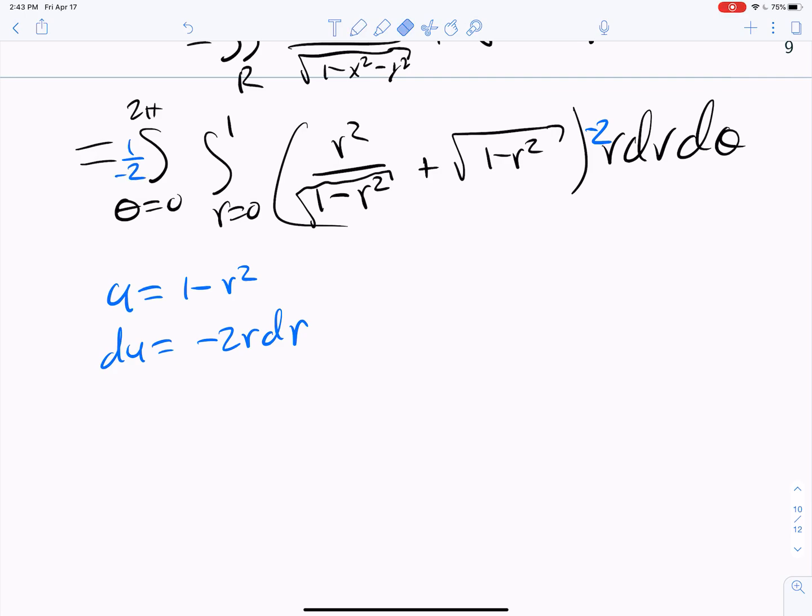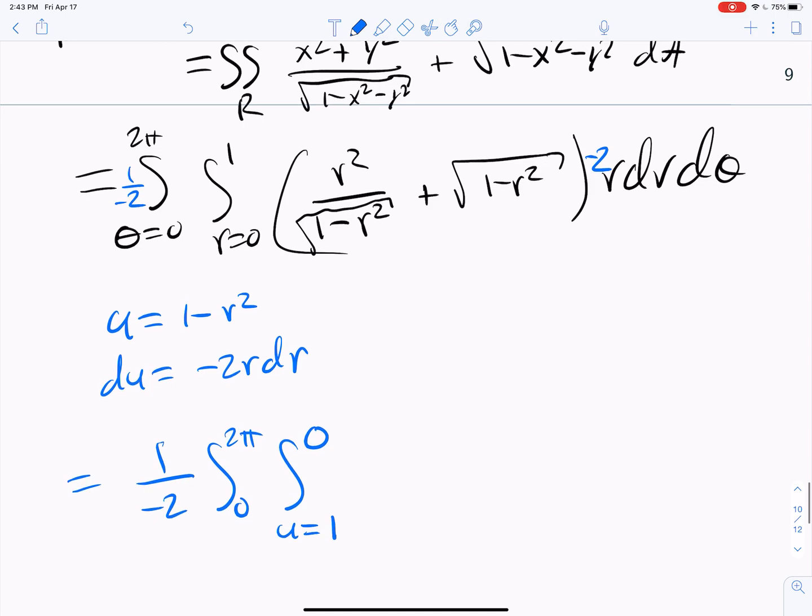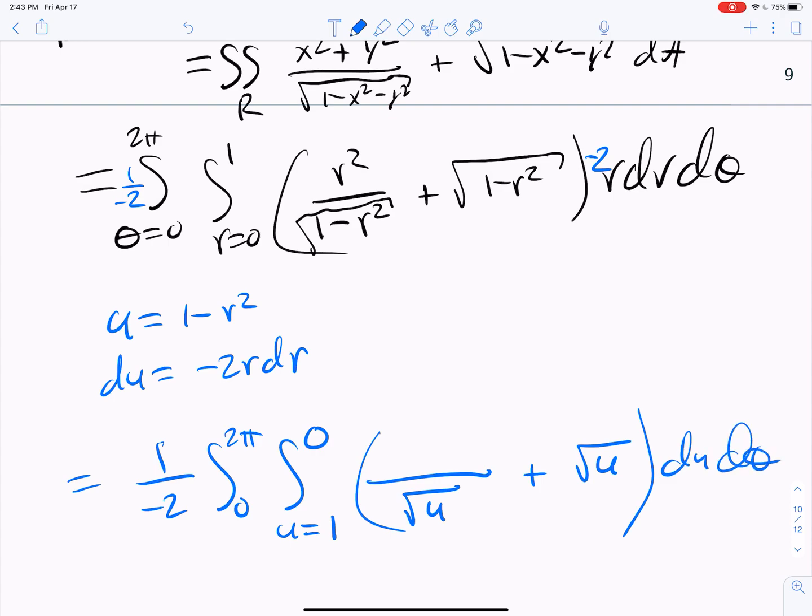And that's going to give me now 1 over negative 2, integral 0 to 2 pi. U's are going to be from 1 to 0, because if r is 0, then 1 minus 0 is 1. And if r is 1, then 1 minus 1 is 0. And my integral turns into, well, this is just root u down here. And then that's a root u there. This negative 2r dr here is du. So that turns into du d theta.